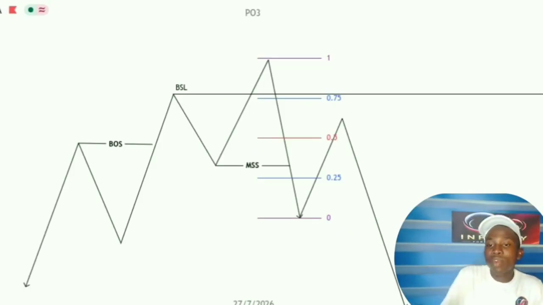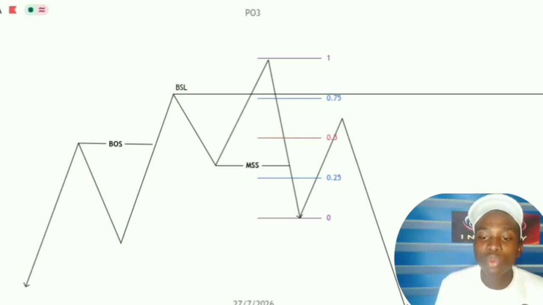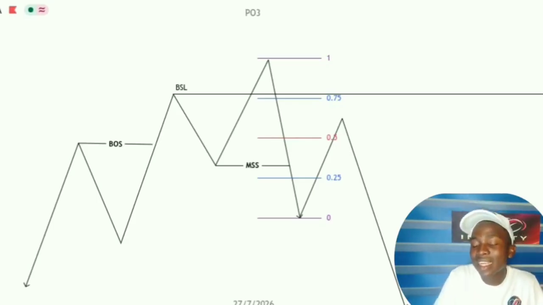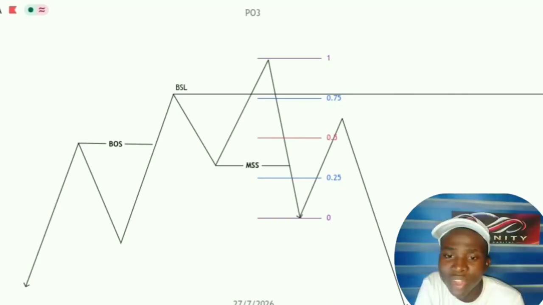If you are day trading, your focus should be on the daily time frame. If you are scalping, your focus should be on the 4 hour time frame. Try to understand if the market is trying to go higher or lower. That's what you're going to do.